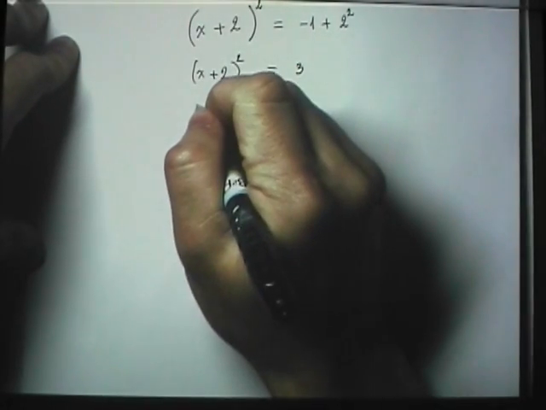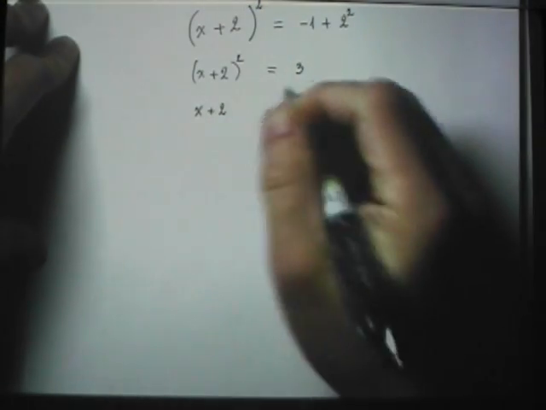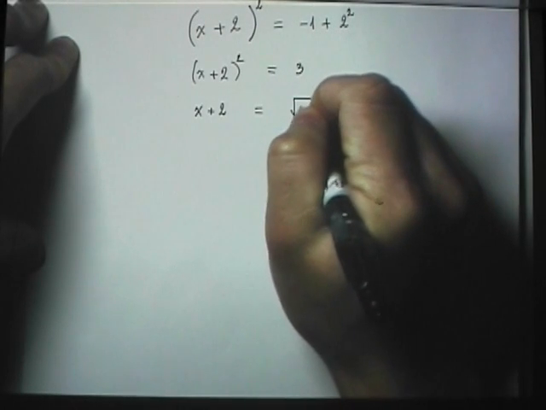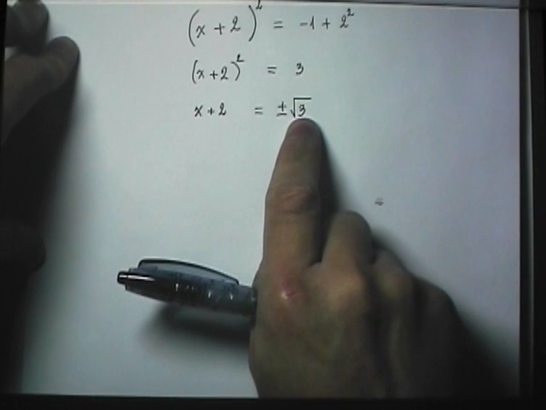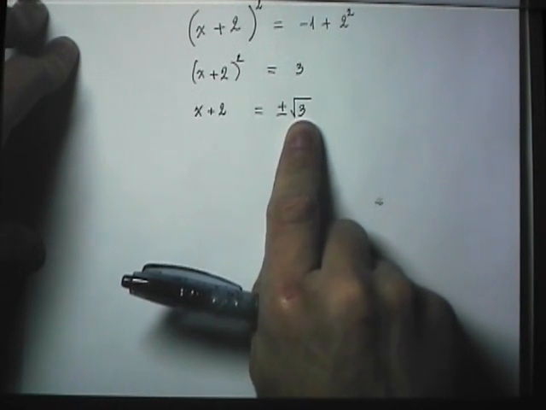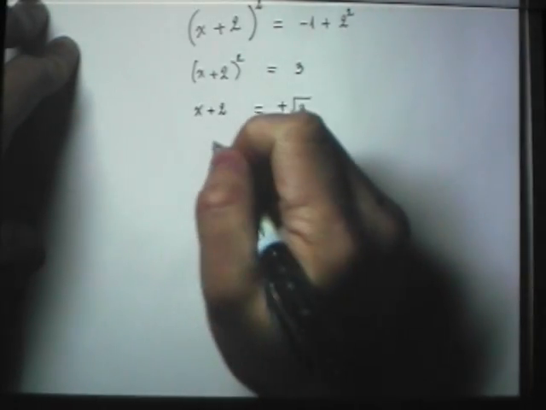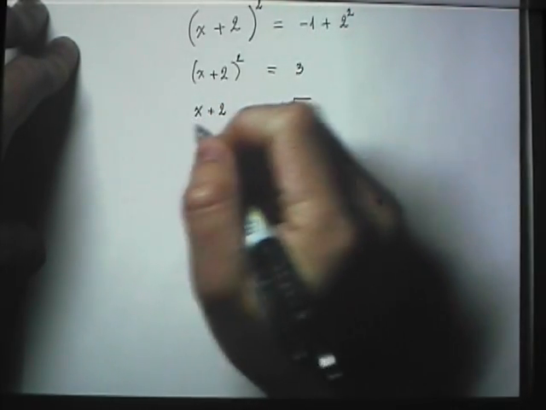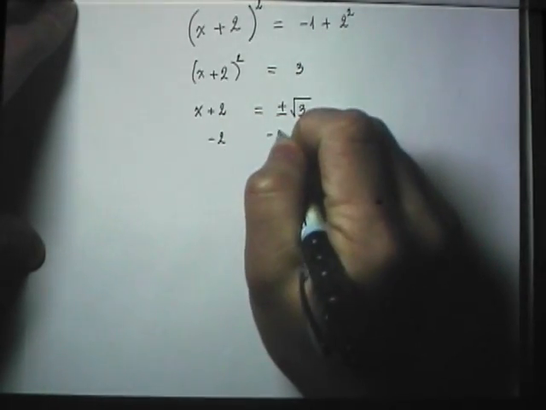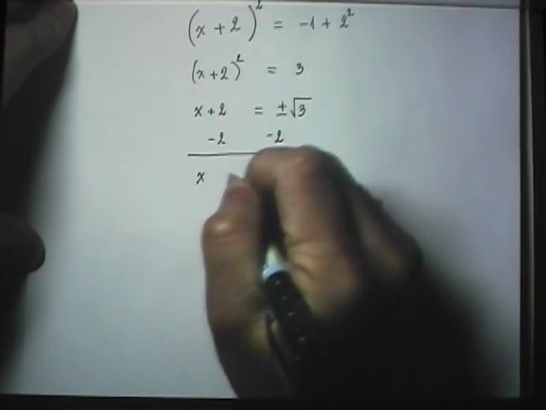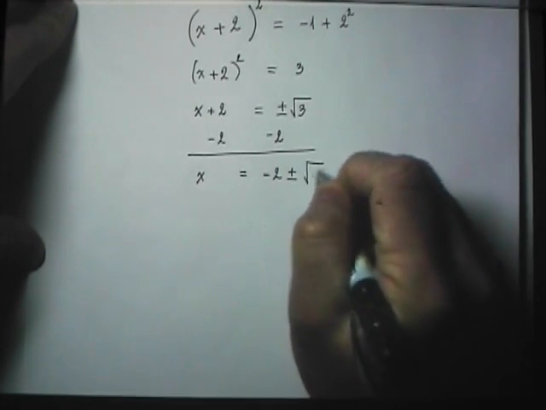Using the square root property, I can simply copy the x plus 2 expression and set it equal to plus and minus the square root of 3. Keep in mind, the square root of 3 is irreducible. You cannot go any further with it, so let's leave it the way it is. The last step is to solve for x, so I need to subtract 2 from both sides. It turns out to be x equals negative 2 plus or minus the square root of 3.